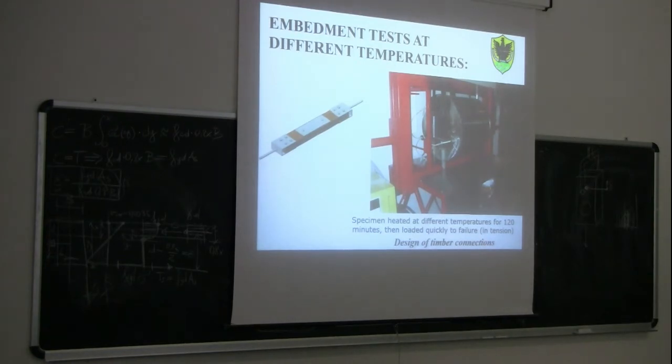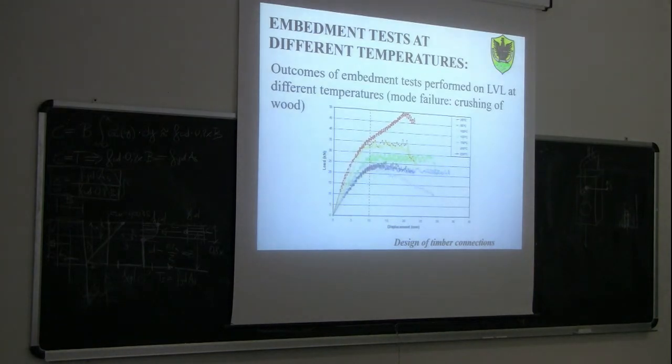Those are the curves. So you see the red curve is the curve at 20 degrees, and then as the temperature increases, you get lower load, lower strength, but as you can see also higher ductility.